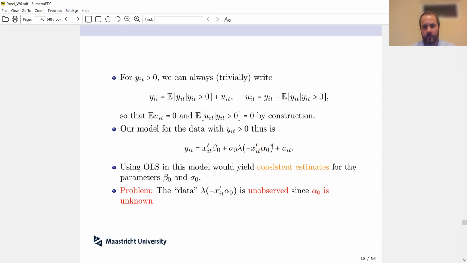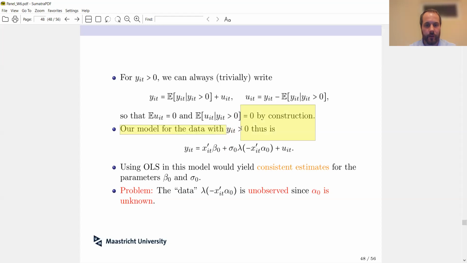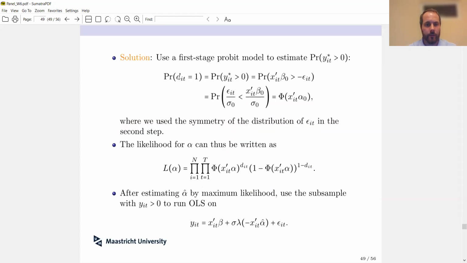We cannot observe it. Now, what would you do whenever you don't observe something? Well, the answer is estimate it. And this is precisely what Heckman proposed. The solution is to estimate this alpha using a first stage probit model. Why is it a probit model? This comes precisely because we are looking at the data points where YIT is bigger than 0, and recall that this was precisely the definition of this DIT dummy.